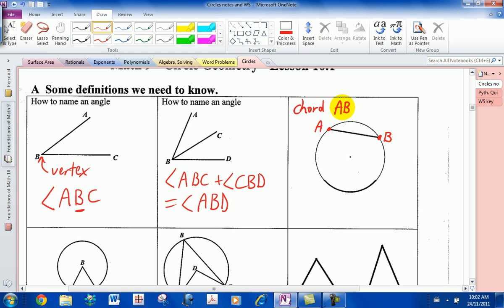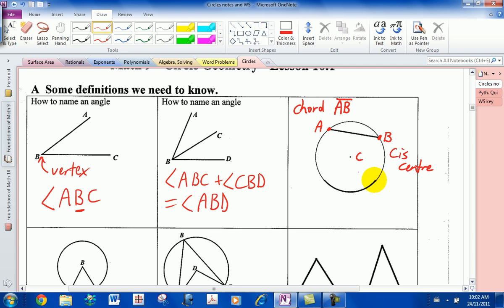We write the letters AB side by side, and we put a little line on top. So that's chord AB. Sometimes you don't see a line, sometimes you do. It depends on your textbook and what you're looking at. Then we have a point in the center. We'll just call it C, and C is the center. We always mark the center with a dot. Then we can tell whether lines go through the center or not.